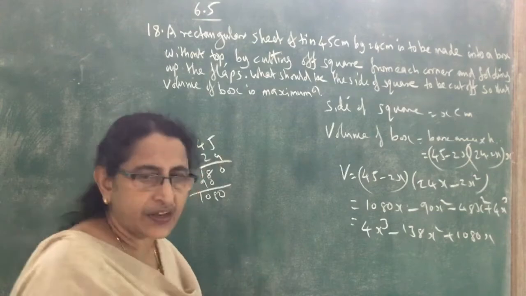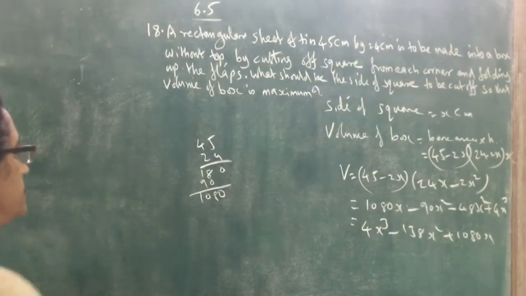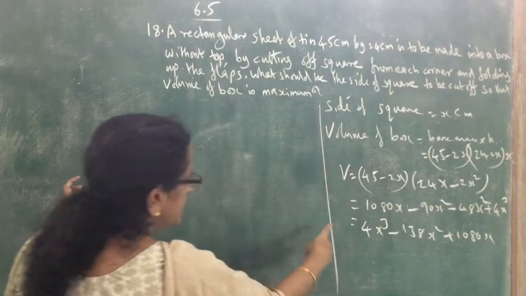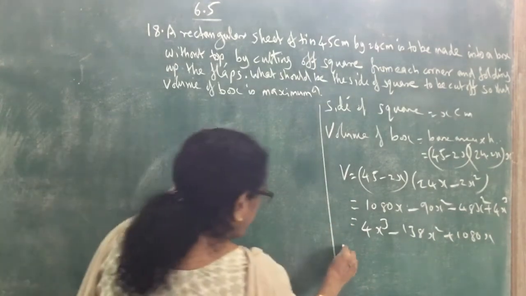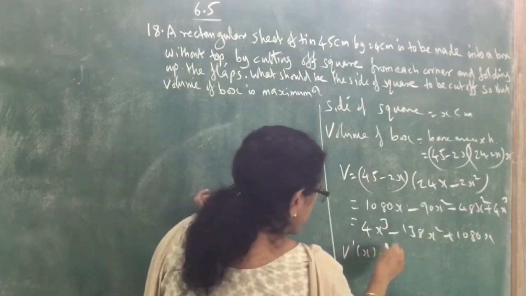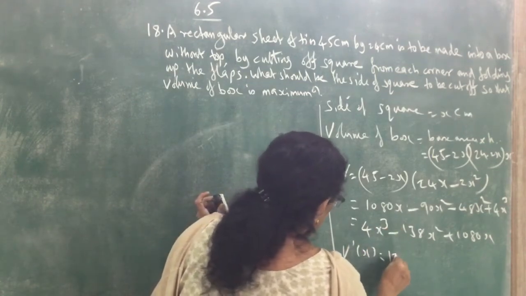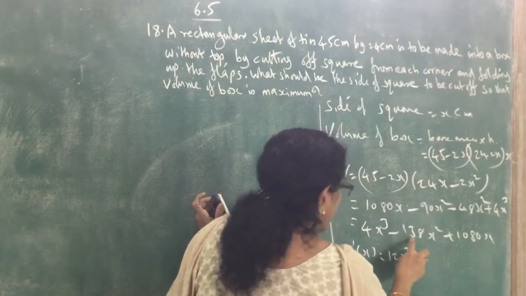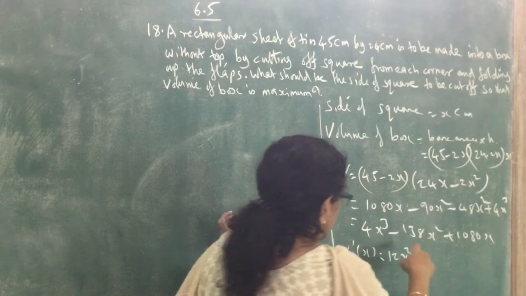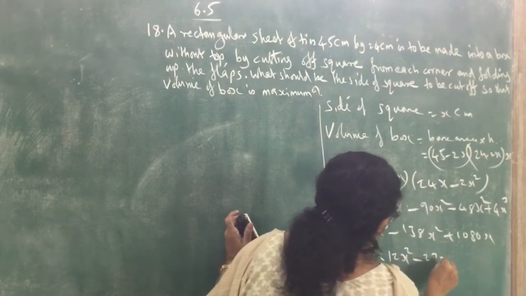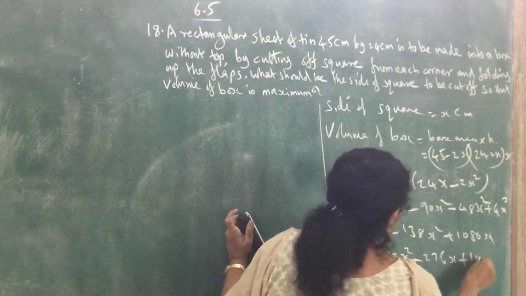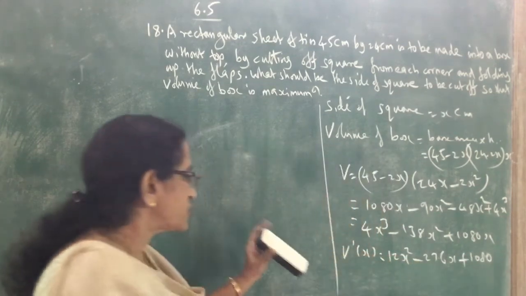Now we can find the first derivative. V is a function of x, therefore v dash x equals the derivative of 4x cubed, that is 4 into 3x squared, that is 12x squared, minus 138 into 2, that is 276x, plus 1080 into the derivative of x, that is 1080 into 1. So that is the derivative.